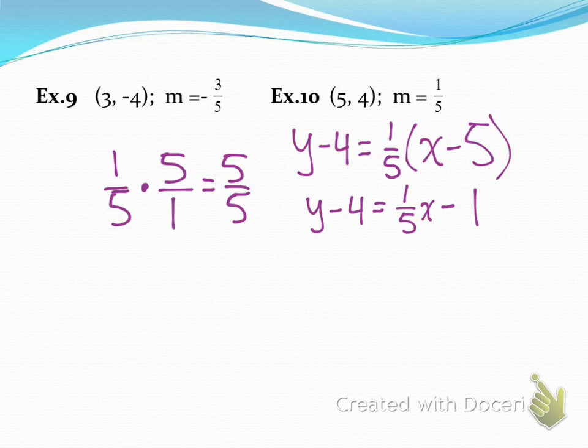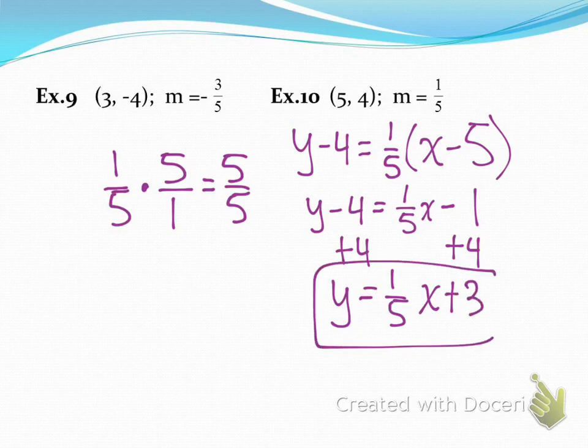Our last step is to get y by itself. Logan, how would I do that? Plus 4 on both sides. Very good. Add 4 to both sides. Y equals 1/5 x. What is negative 1 plus 4? A positive 3. Questions on number 10?